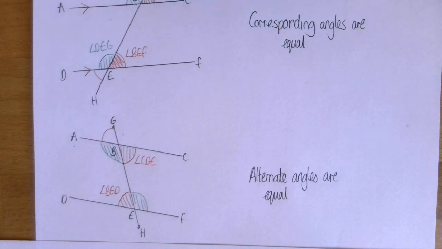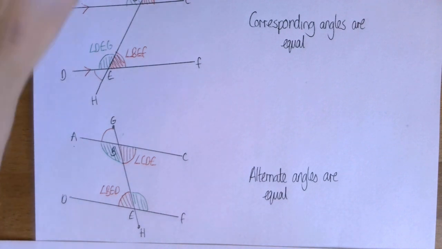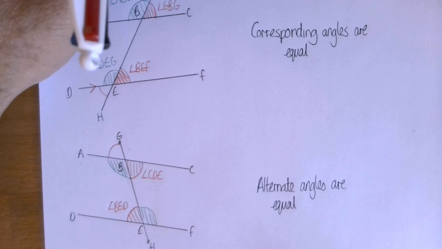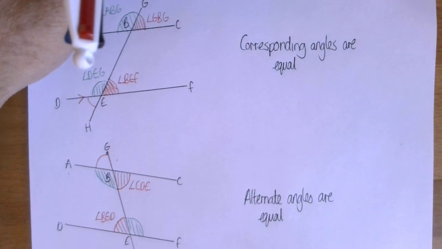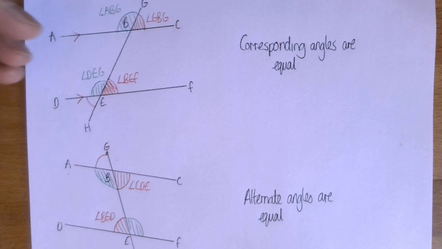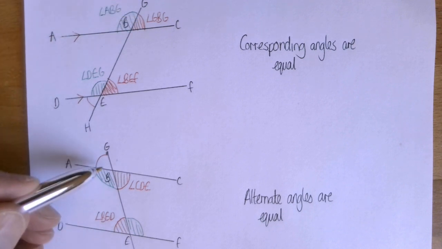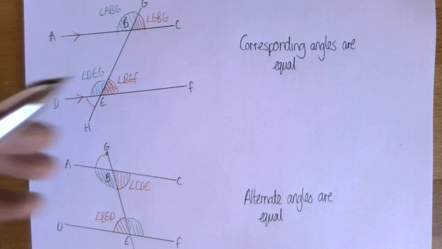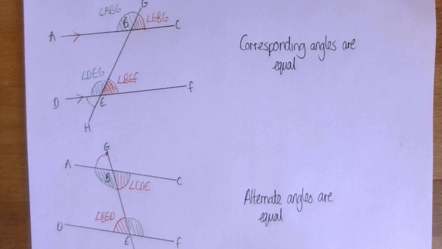Now, the corresponding and the alternate angle rules aren't actually two rules at all. They're the same rule, but they're given two different names because here we're saying, right, this angle is the same as the corresponding one at this junction. Here we're saying this angle here is the same as the corresponding one at this junction, but that means it's also the same as this one. So it's sort of two rules wrapped into one.